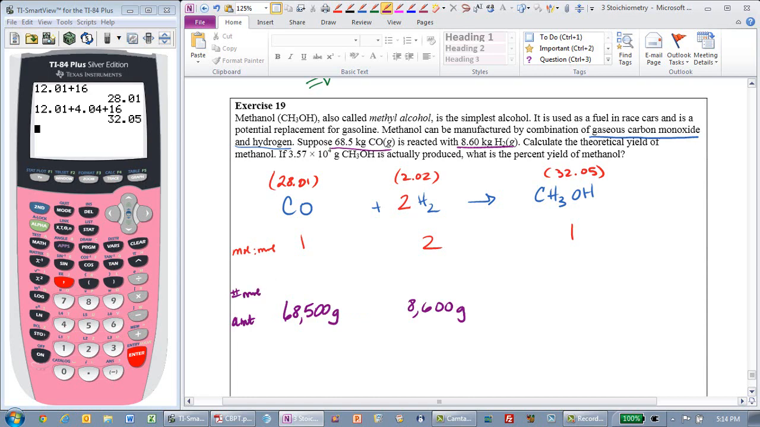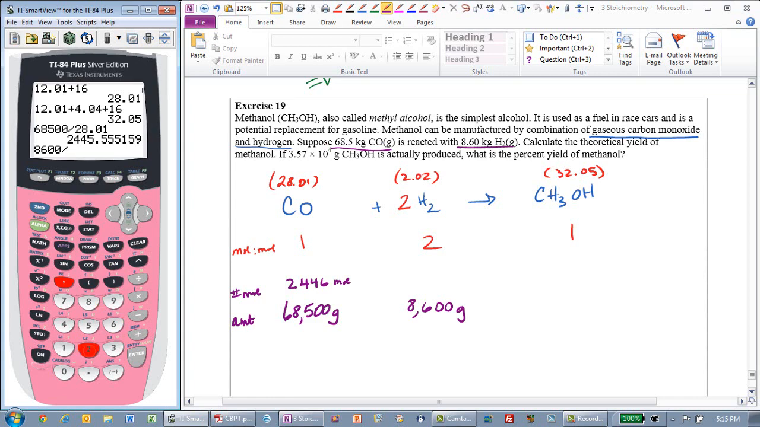So 68,500 divided by 28.01, and I get 2,440, what do you want to call it? Let's call it 6 moles. So 8,600 divided by 2.02 is 42.57.